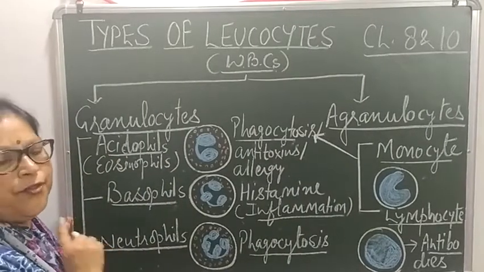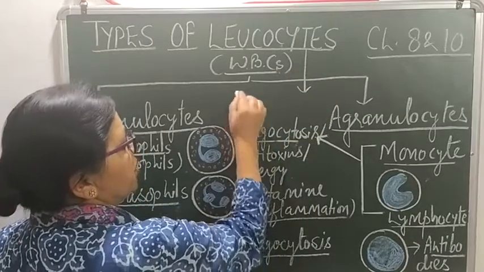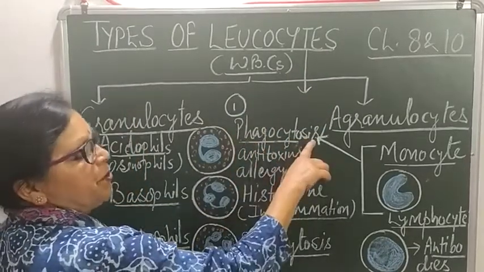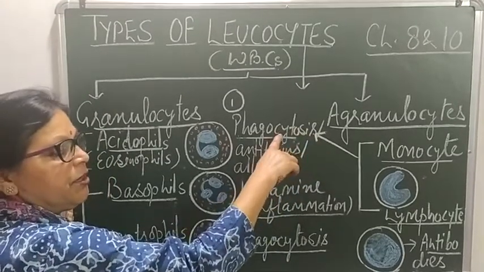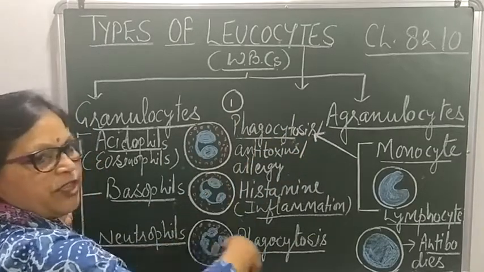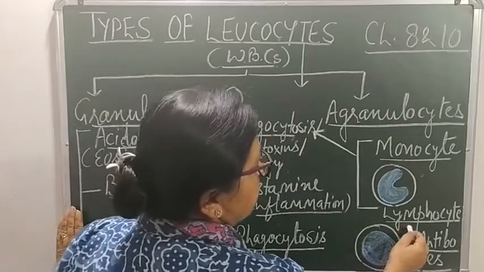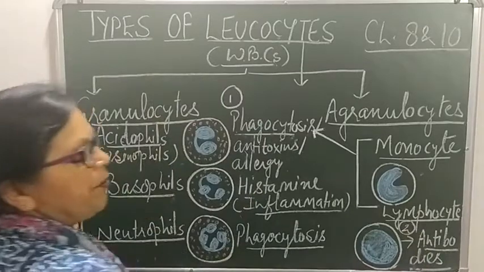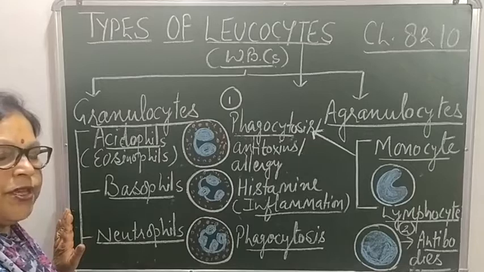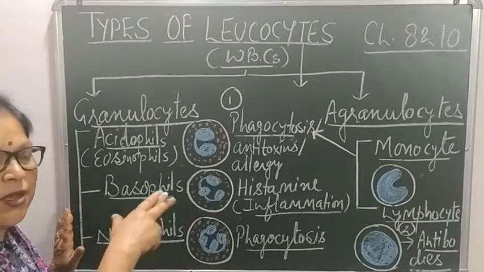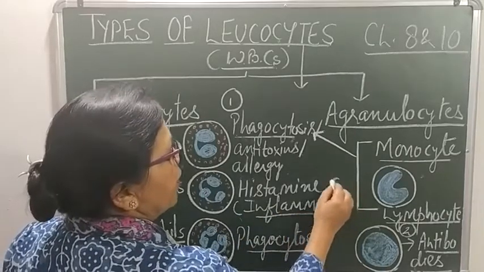Now there are 3 main common functions of leukocytes. The first function is eating germs by the process of phagocytosis. Whenever germs enter the body, they will be eaten by some of these WBCs by phagocytosis. The second function is that they also produce antibodies. These WBCs, like lymphocytes, will produce antibodies and make those germs that have entered our body less effective. And the third function is during inflammation.